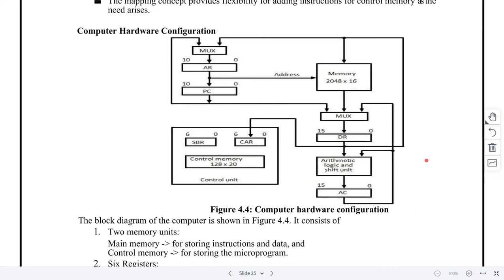Normally in a hardwired control unit, this is done with a bus structure. In microprogramming, we are using a multiplexer here. So the multiplexer carries the data here.